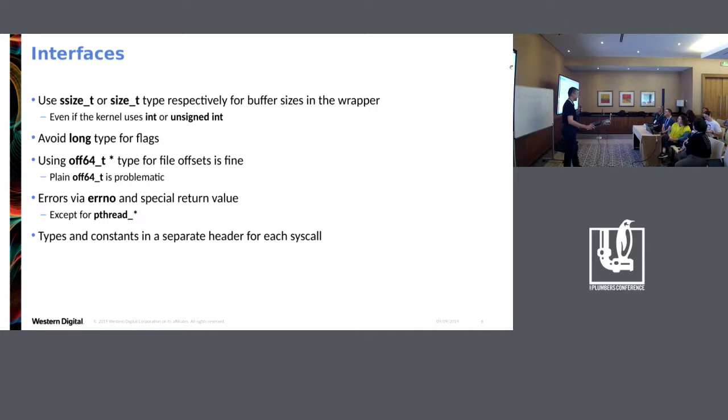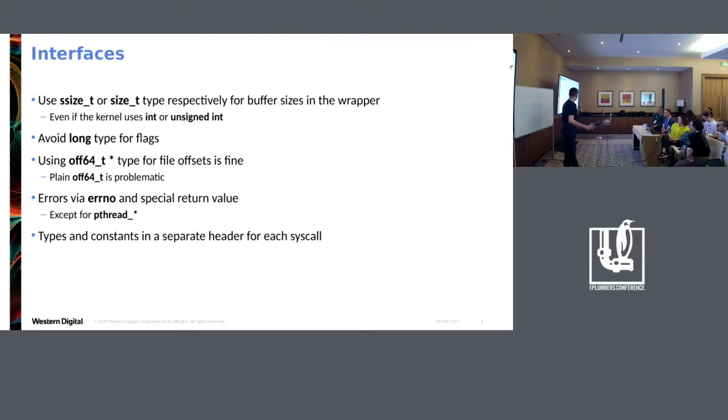However, using the type directly is problematic because of the differences in how it's passed across various architectures. Obviously, it can be in a single register or a pair of registers, and it's even more complex as a return value from a syscall. So, errors have to be passed via errno and a special return value, and we make an exception for the pthread calls.